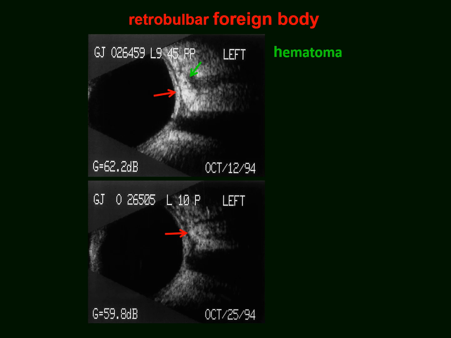This is a hematoma next to the foreign body, and that is a shadow cast by the foreign body because of total reflection at the edge of the foreign body. And these are inner repetition signals.